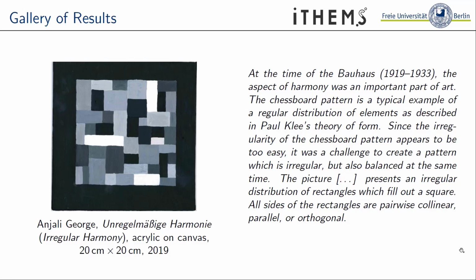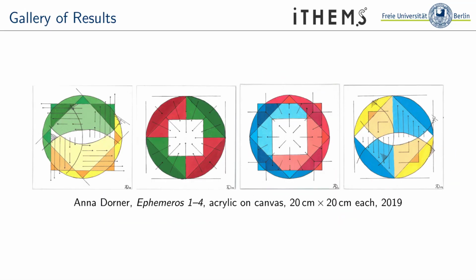The picture presents irregular distributions of rectangles which fill out a square. All sides of the rectangles are pairwise collinear, parallel, or orthogonal.